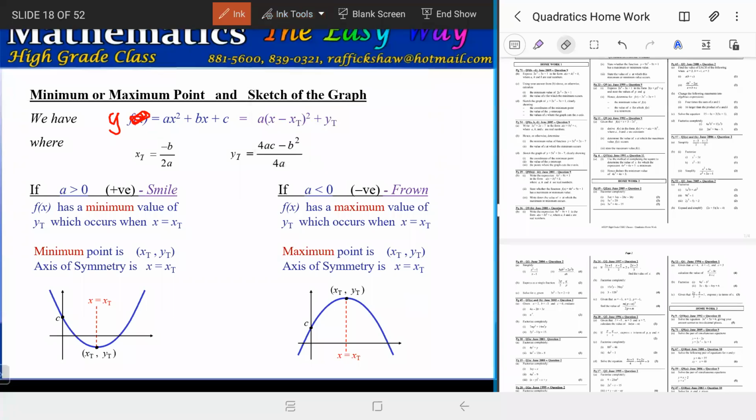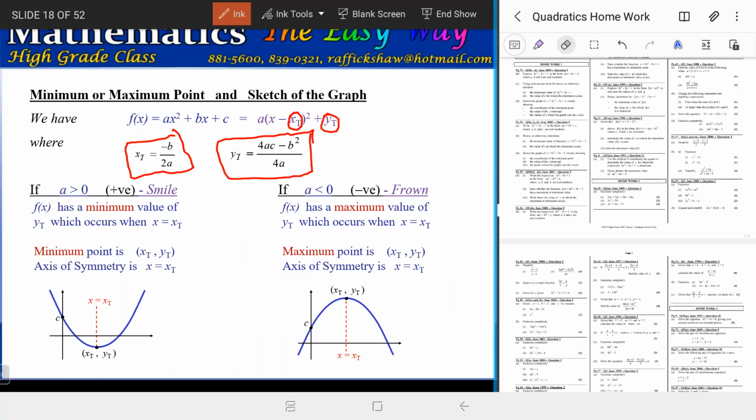So it could have easily been just y, or g of x or h of x, it doesn't matter. It's the same concept. So we want to convert from this standard form to this vertex form by the process of completing the square. There are multiple methods to do it, but we are focusing on a formula method where we calculate the x_t value here using this formula. We calculate this y_t value with this formula.